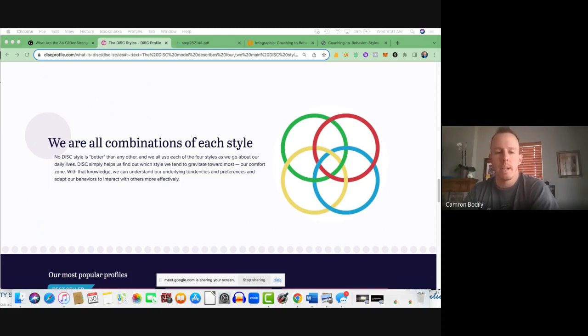So there's that balance between the two, and it's not like it's all one or nothing. That's the biggest misconception that I think a lot of people have. We're all a mixture of all of these. It's just a combo.